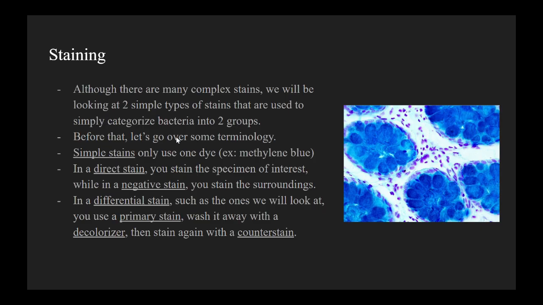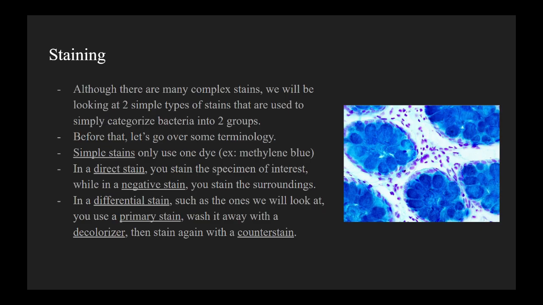And then within that, you have a direct stain, where you actually stain the cells themselves, and the negative stain, where you stain the surroundings. The direct stain is going to be the one that we'll always look at. We're not going to look at any negative stains for our purposes.